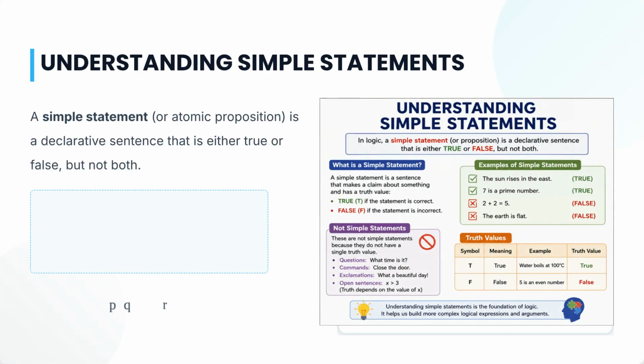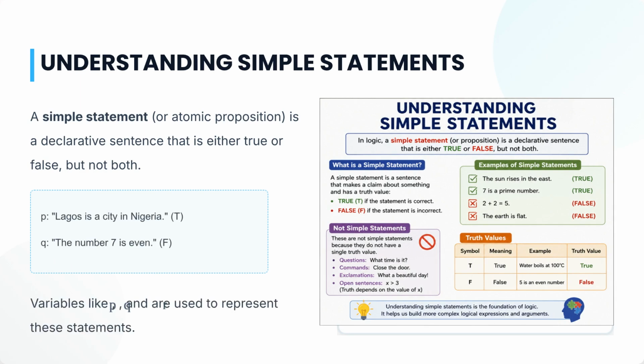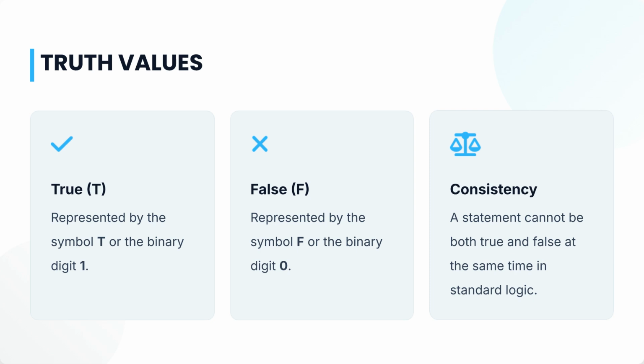A simple statement is a declarative sentence that is either true or false, but not both. We use variables like P and Q to represent these statements. In logic, truth values are represented by T, or the digit 1 for true, and F, or the digit 0 for false. A fundamental rule of consistency is that a statement cannot be both true and false simultaneously.